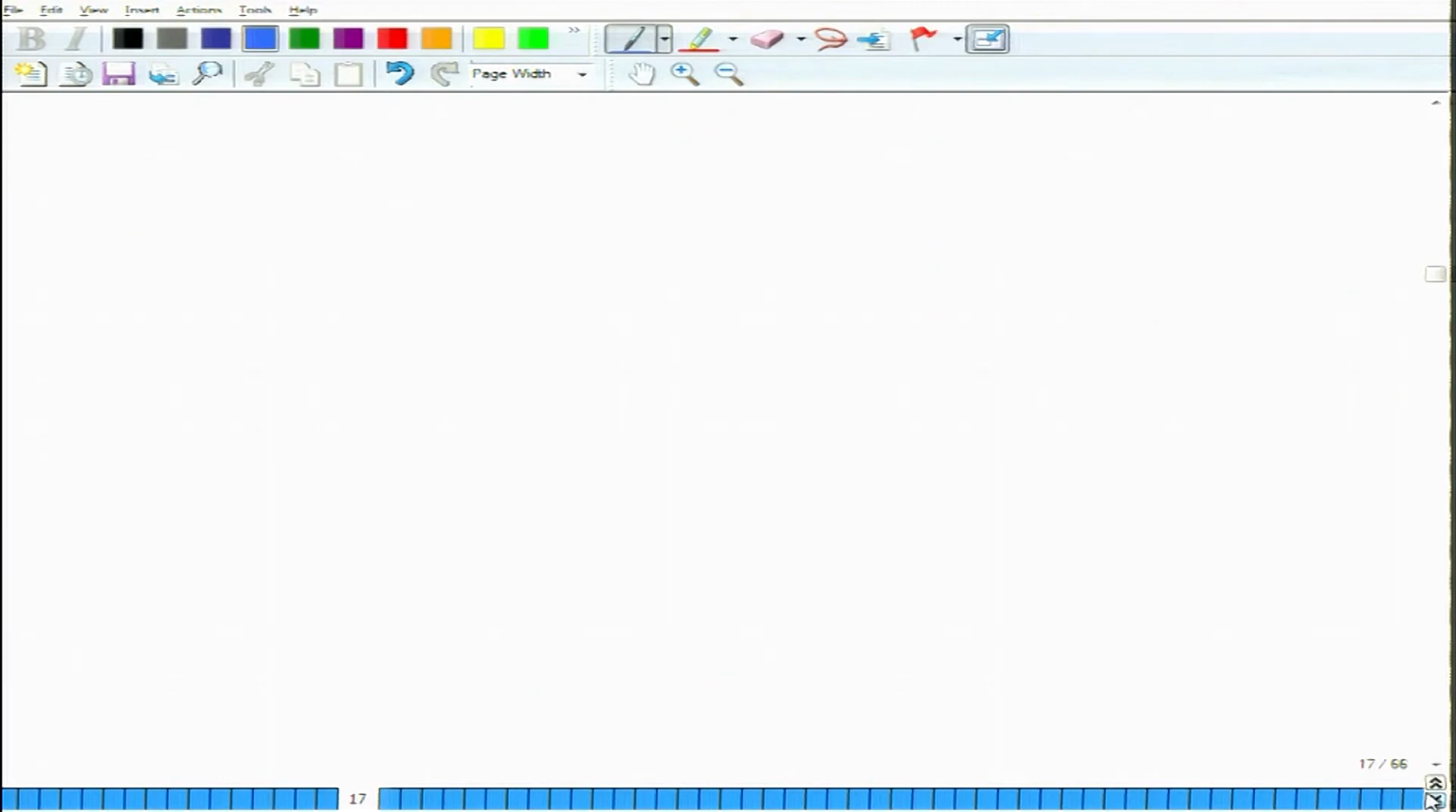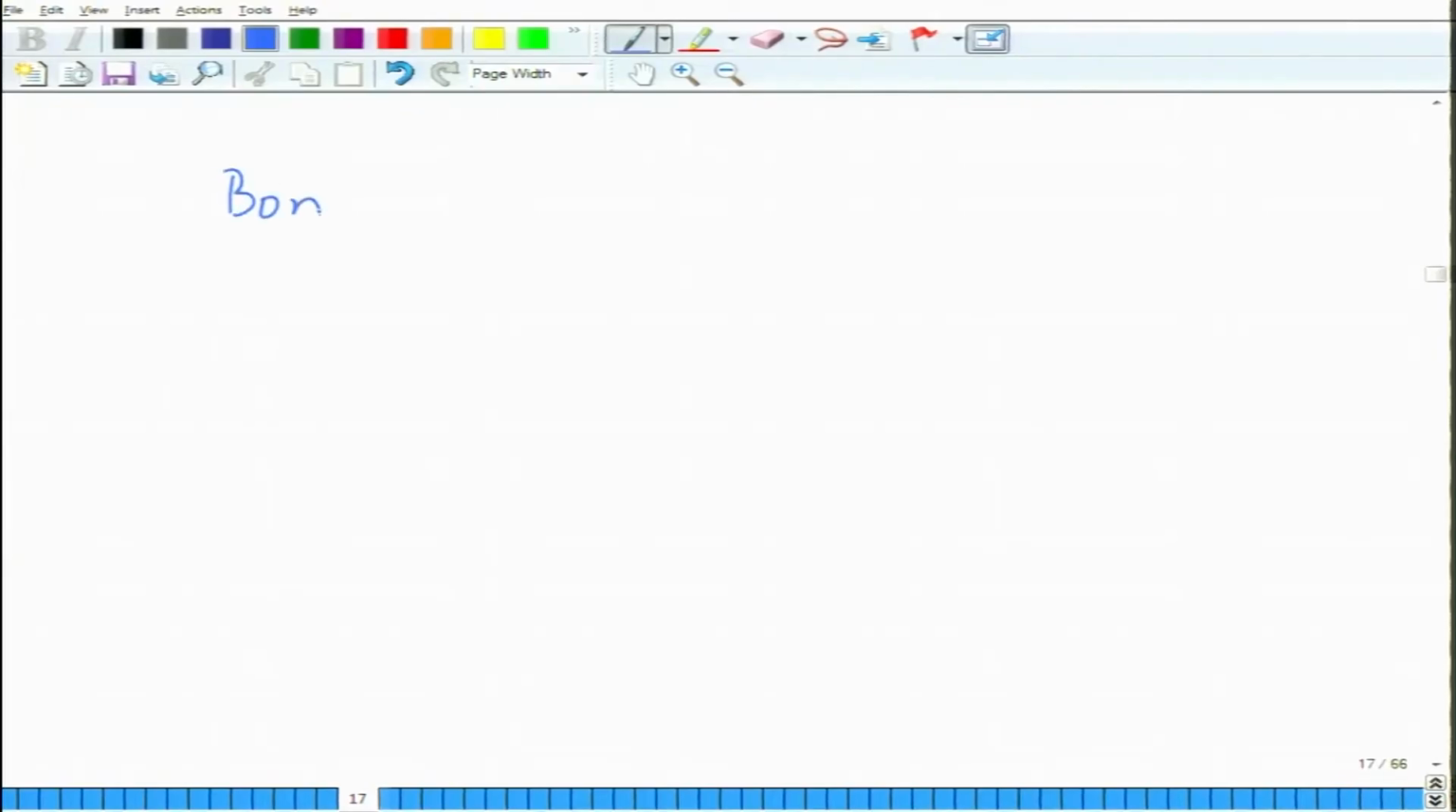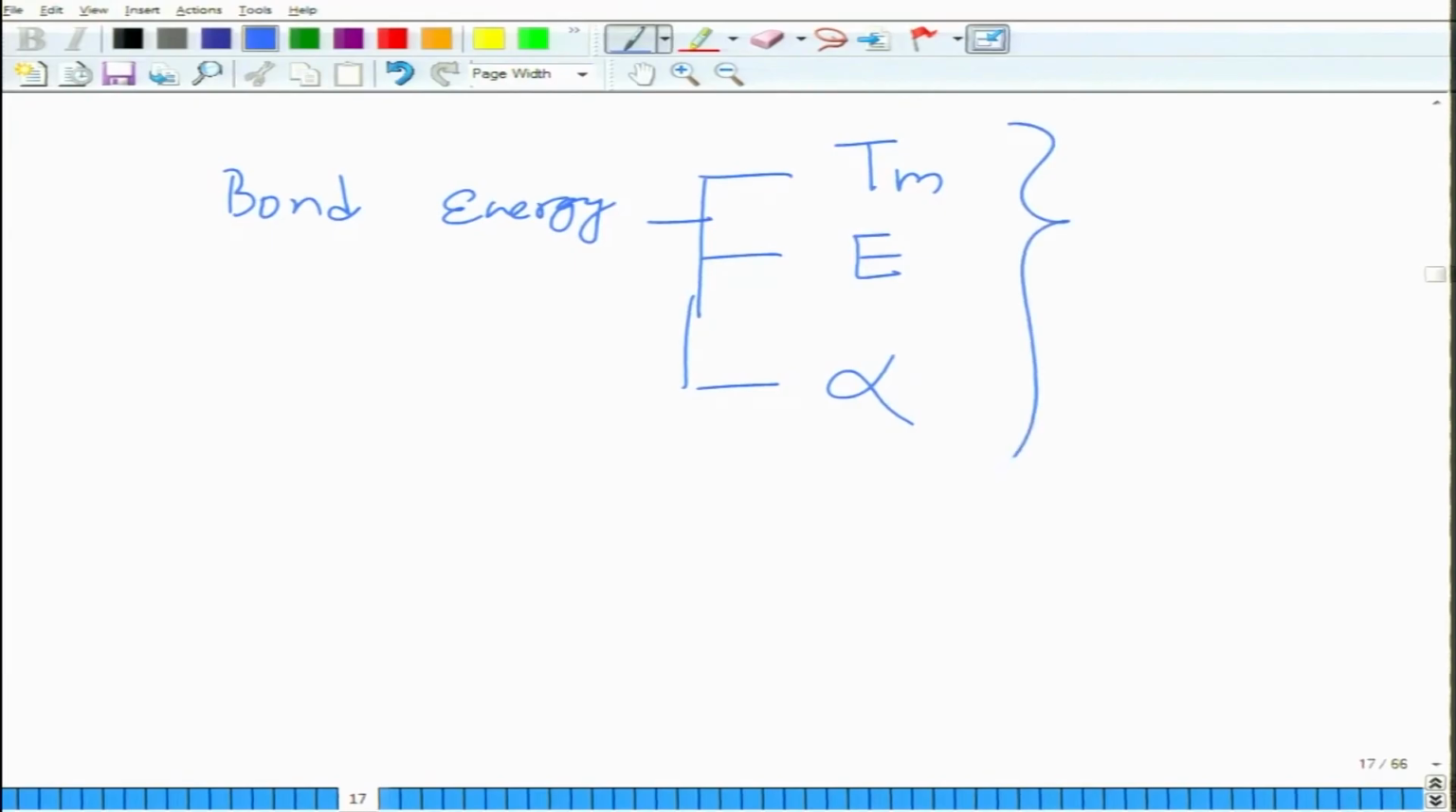All right. So, some properties, of course. I have told you that bond energy has a correlation with Tm, with the modulus of elasticity, and with alpha. I do not need to repeat this, you have already been told. So, we will finish this part here and we will move on to the next part.